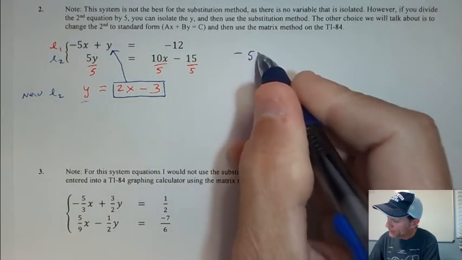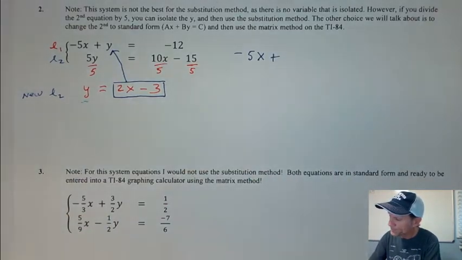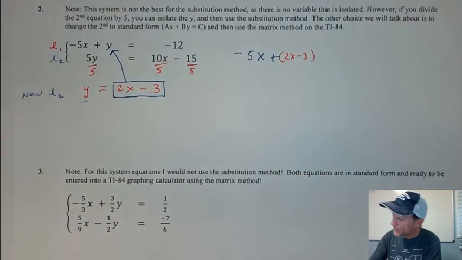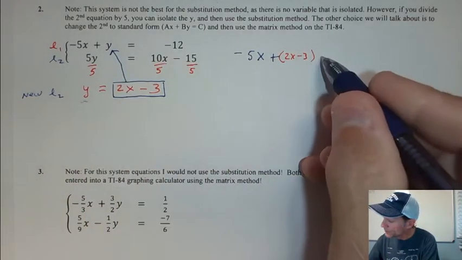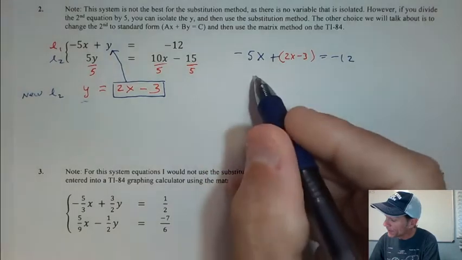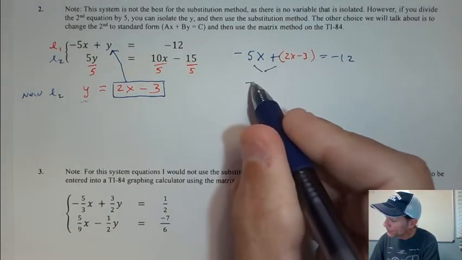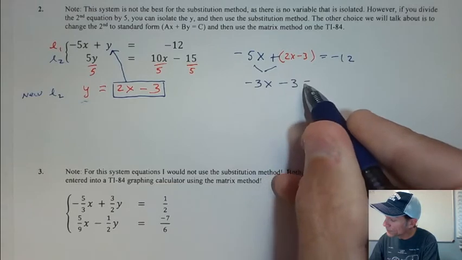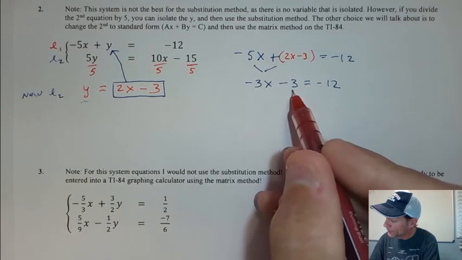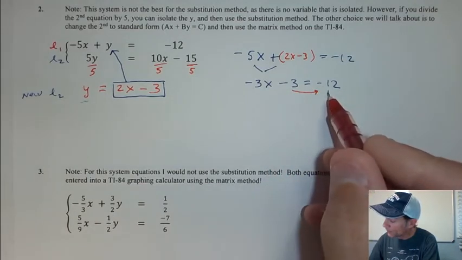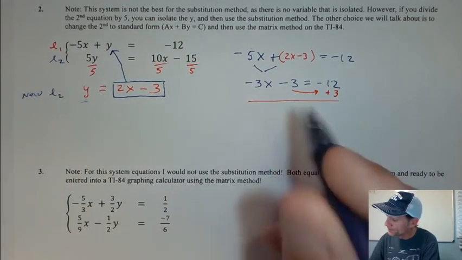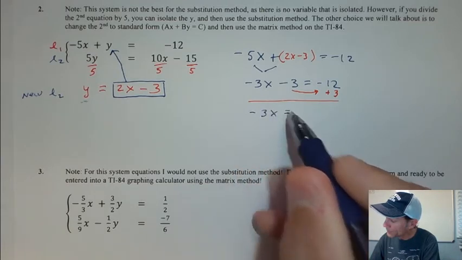So I have negative 5x plus 2x minus 3, and then equals negative 12. This isn't too bad to solve. I can put my x values together. I get negative 3x minus 3 equals negative 12. I can use the moving technique or the add 3 technique here. I'll just move that over, so I'll add 3. So I have negative 3x equals negative 9.